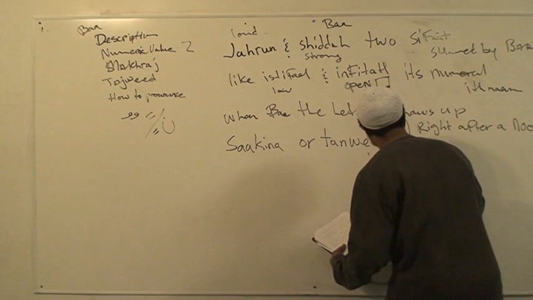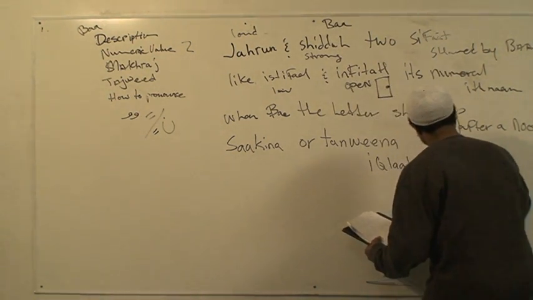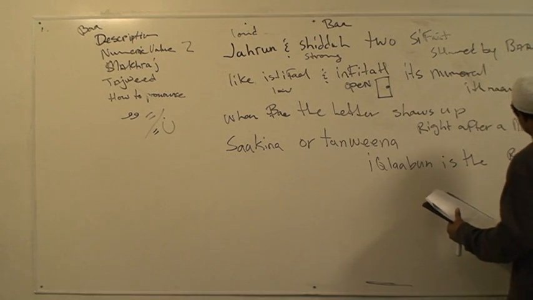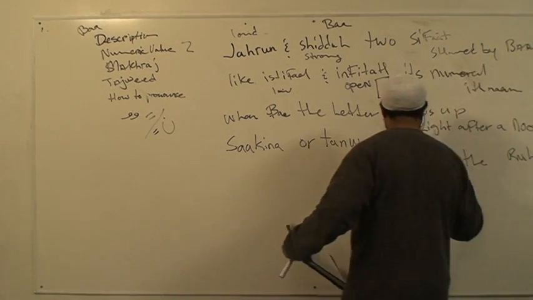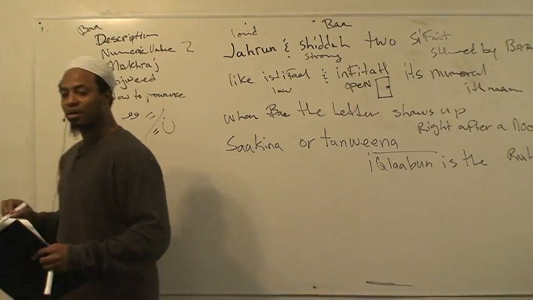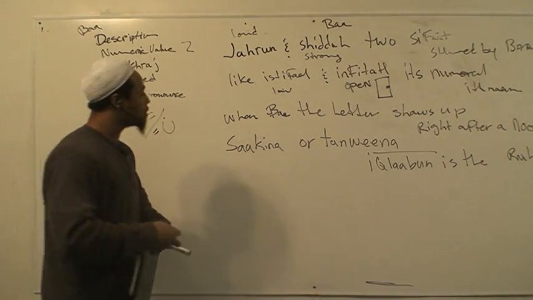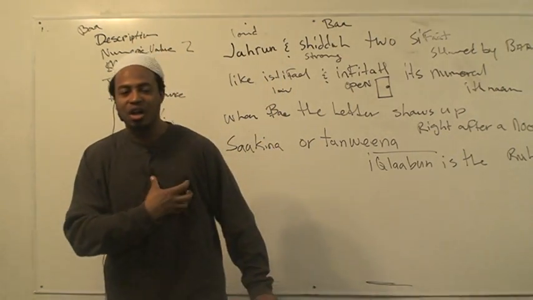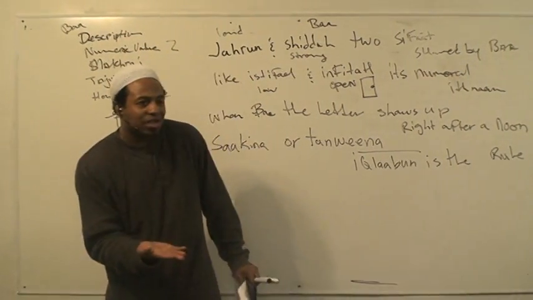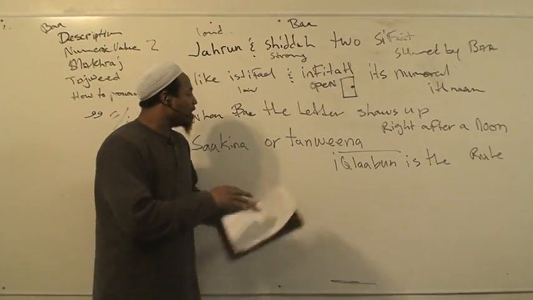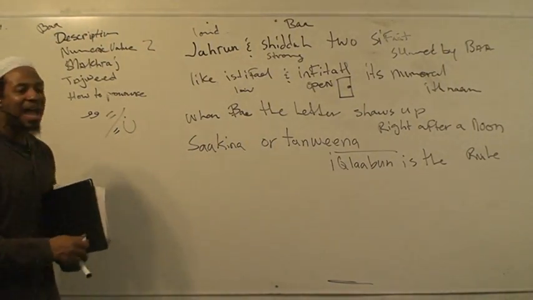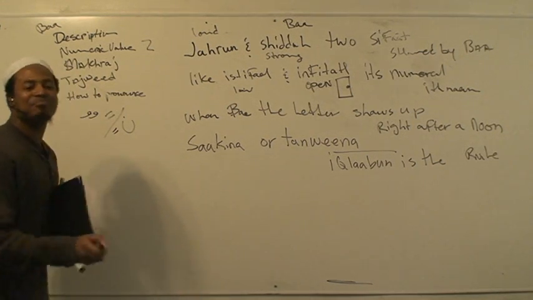iqlabun is the rule. Iqlab. Does anybody know what iqlab is? Does anybody know what is that thing we got in our chest? What is it called? Qalb. It's called your qalb. It's called that because it flips. Okay? It's called iqlab, whenever a noon comes before a ba, like in the word anbiya.